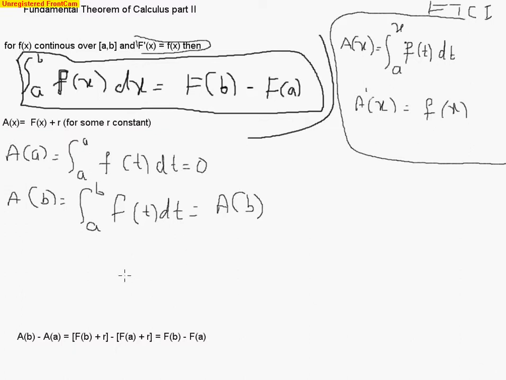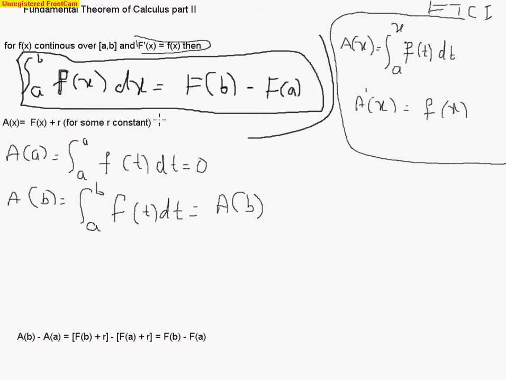Okay, so the second part of the video is we'll prove the fundamental theorem of calculus part 2. So for f of x continuous over a closed interval a to b, and the big F derivative of f of x is equal to small f of x, then the integral from the limits a to b of small f of x dx is equal to big F of b minus F of a.